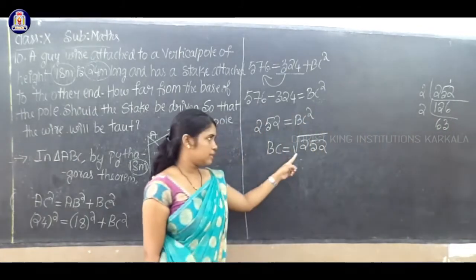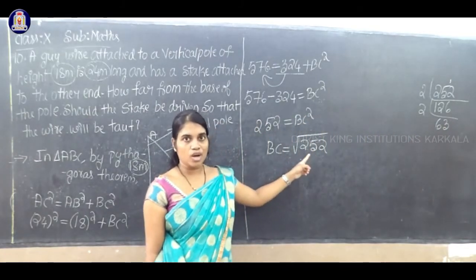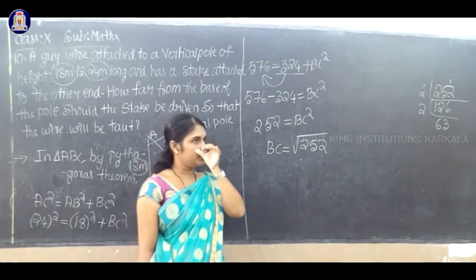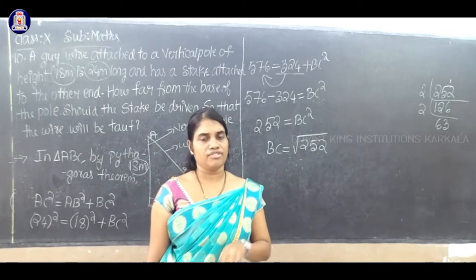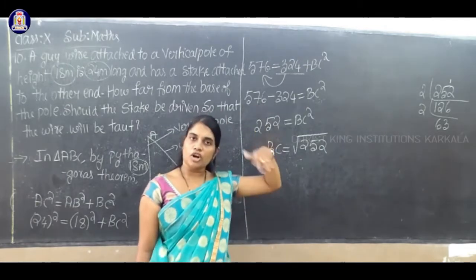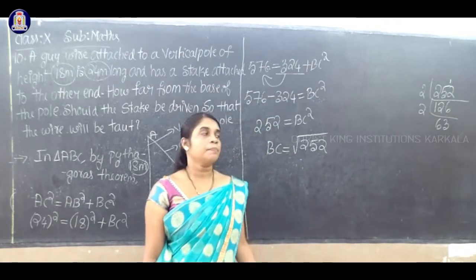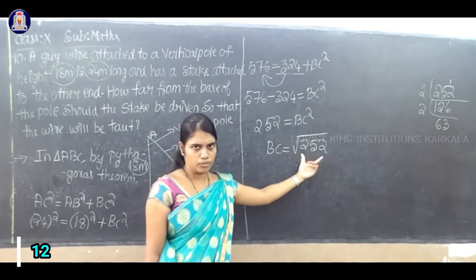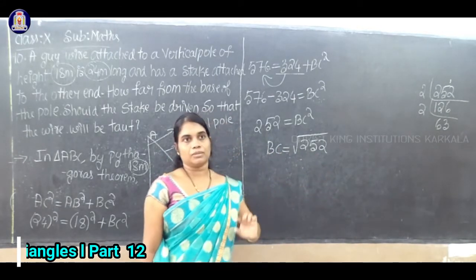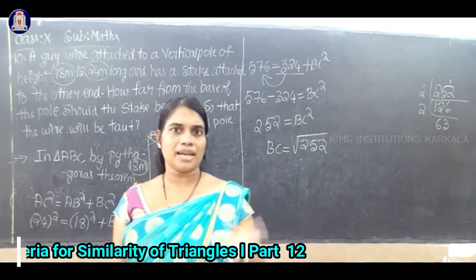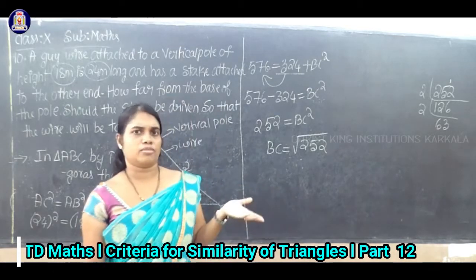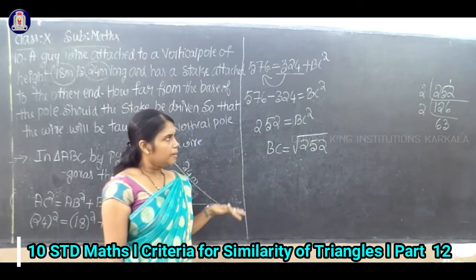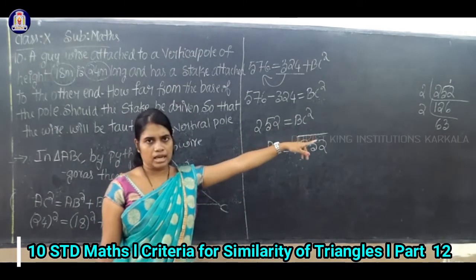See students, we cannot use the long division method here, because 252 is not a perfect square. If it is a perfect square, we can apply the long division method. Even if we apply the long division method to the square root of 252, I'll get my answer in decimal form. That is also okay, that is not wrong. But I'll say another method.